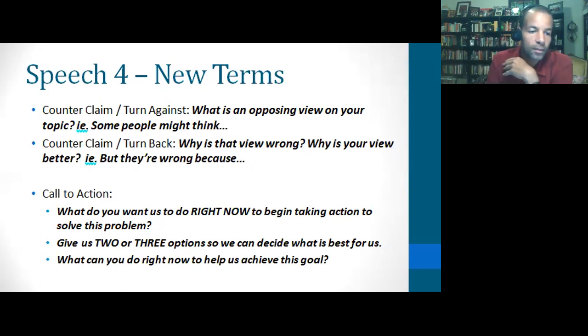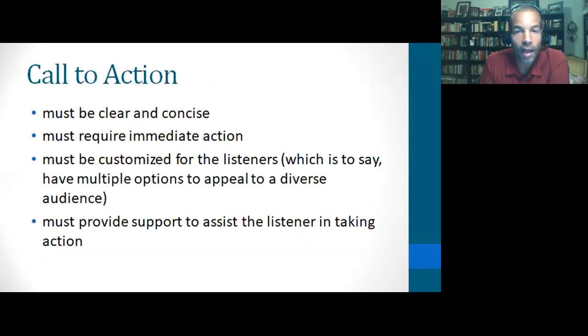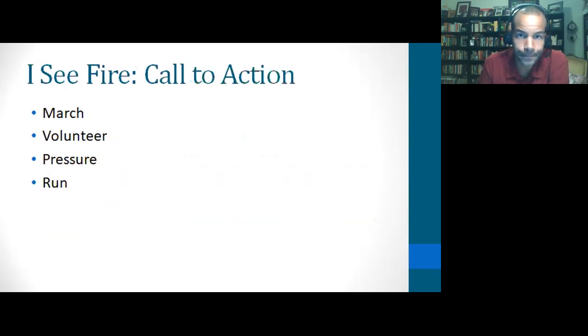So I'm going to go into a little bit of depth with an example. I've written an article in an academic journal. You can search for it, Jonathan Jones, Call to Action, you'll find it. But it goes along with these guidelines here, that it has to be clear and concise. It needs to require immediate action. We've got to be able to do it right now, not tomorrow. We won't remember. Right now, okay? You've got to customize it for your listeners. So again, this idea of giving them options, and you've got to support the folks so that they can get it done. So a couple of years ago, I directed a concert that was called I See Fire.